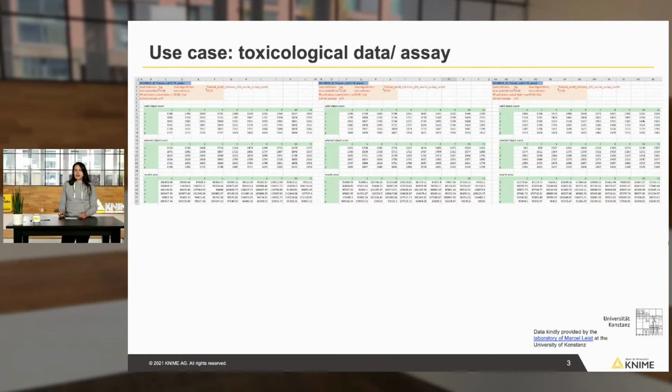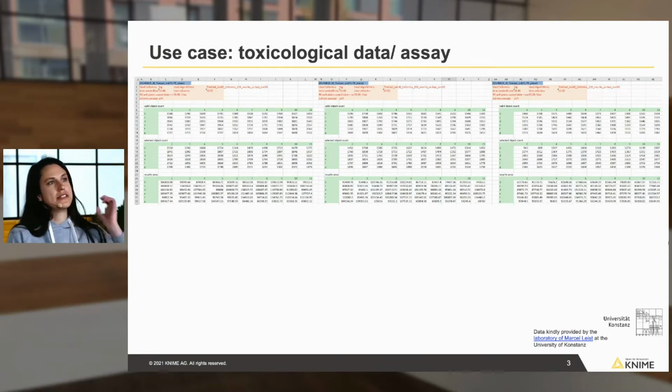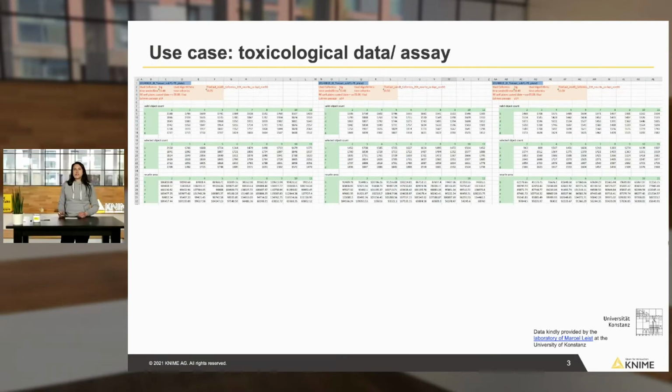So the use case I'm presenting today is still from my time when I was a PhD. So thanks again to the LICE lab for supplying me with this data and letting me make use of it today. It's data from a low throughput toxicological assay where we would measure neurite outgrowth and cell viability in response to compound treatment. And we would do that using 96 well plates, and we would have an automated microscope.